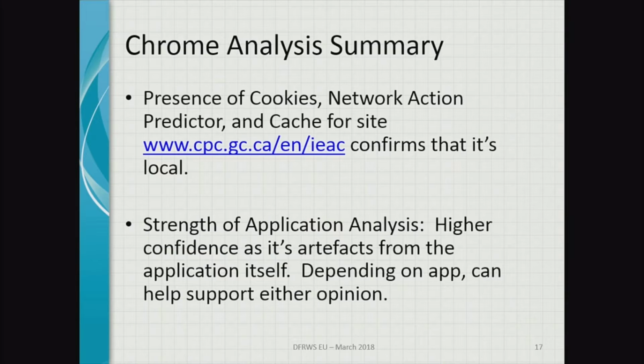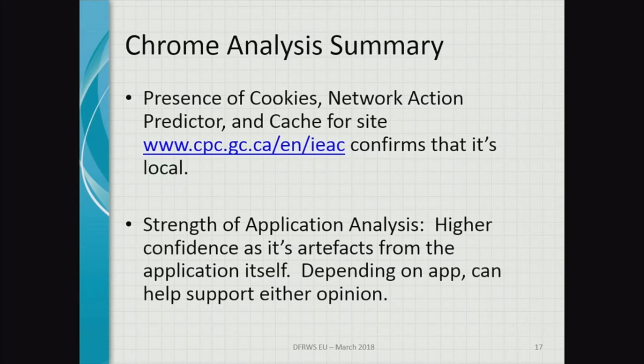So based on all that, what allowed me to formulate an opinion is the fact that cache exists, the fact that the network action predictor exists, the fact that cookies exist for this URL that I found in history. It allows me to form an opinion that surfing had to have happened on that local device. It didn't sync from another device. So if the accused gets up and tries to say, "No, Your Honor, that wasn't me, it must have synced from one of my other devices," then you can say, "Nope, that's not possible, because these artifacts would not exist if it was synced data."